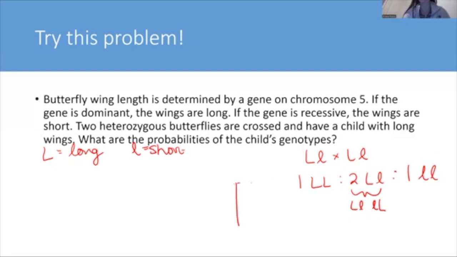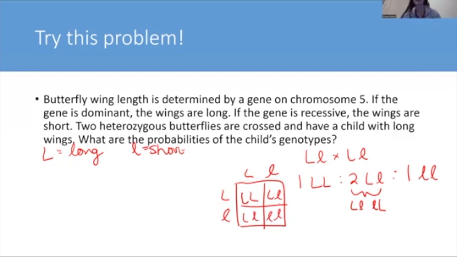If you were to do the box, you would write your parents' genotypes on top and then just cross them in here. So that's what it looks like right now. We have a 1/4 chance of big L big L, 2/4 chance of being heterozygous, and 1/4 chance of being little l little l. So that would originally be our probabilities of the child's genotype, except that I gave you guys some additional information.